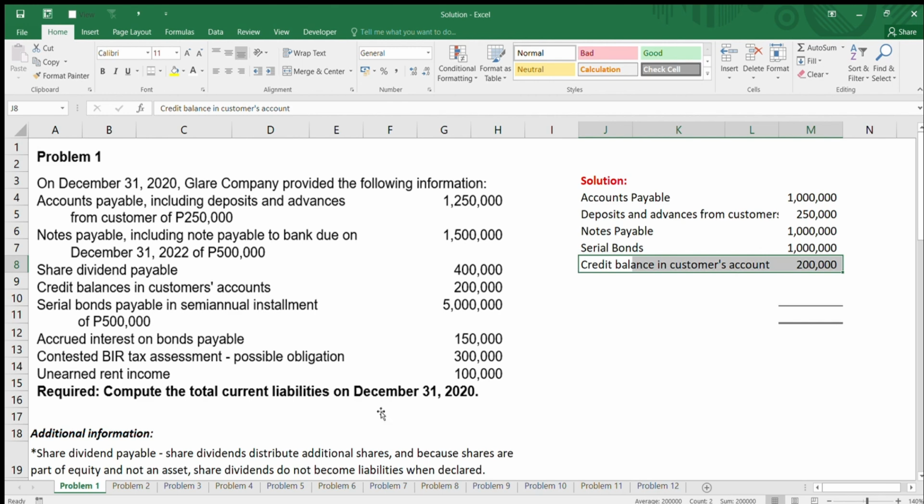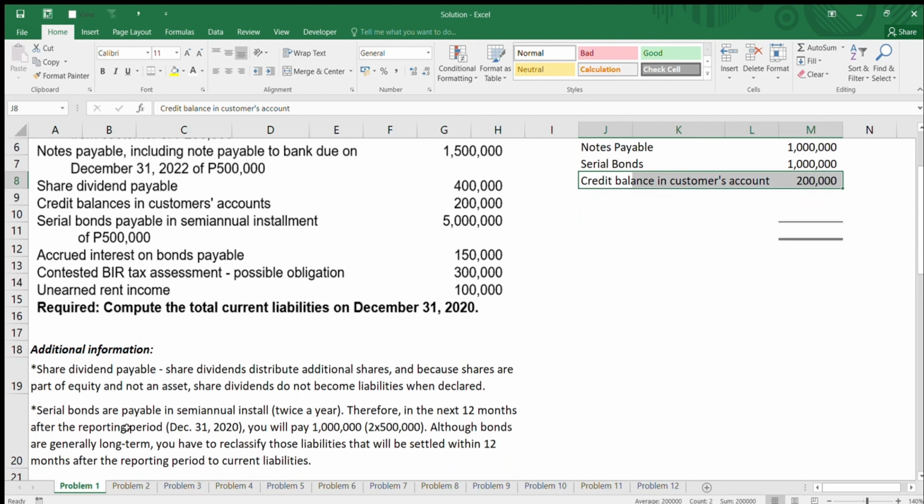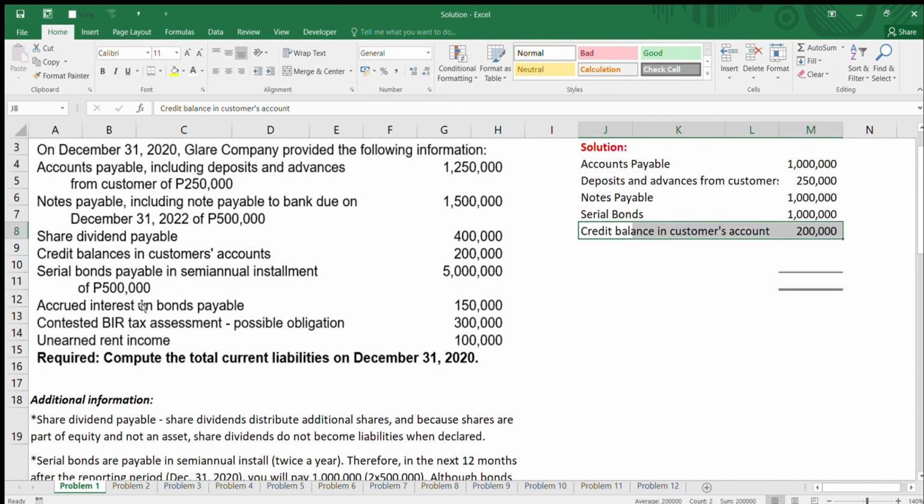Serial bonds are payable semi-annually. So you can read that in your Google Drive, for the additional notes. Next, let's go here. Accrued interest on bonds payable, that's 150,000.